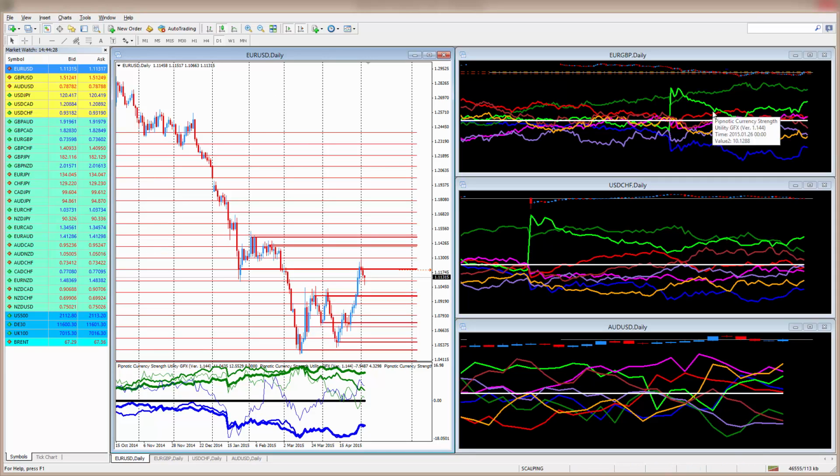But if we have a quick look at some different pairs here, if we have a look at the Swiss franc, which is the lime green line, and then this one here, which is the orange, which is the Australian dollar, and we move down to the medium term, what are things looking like there?